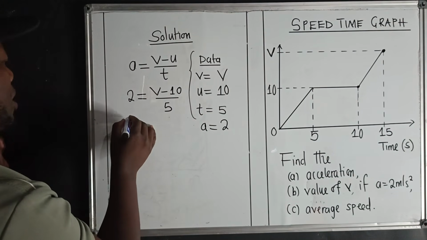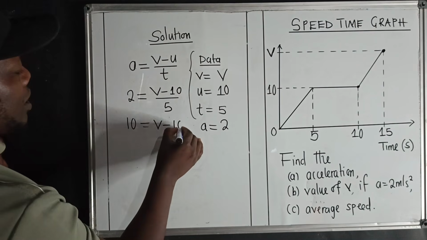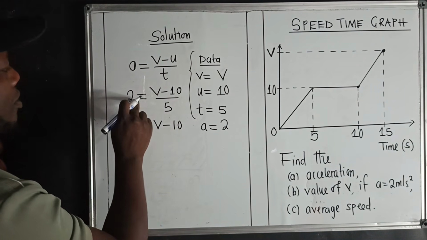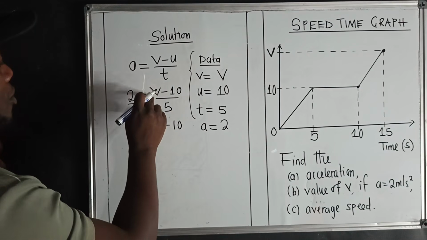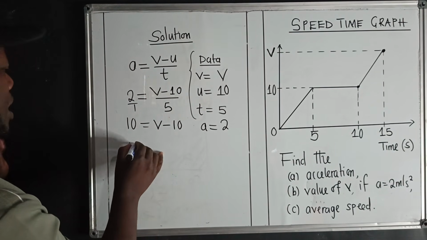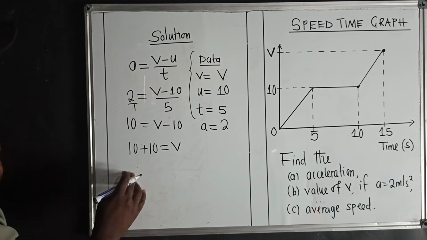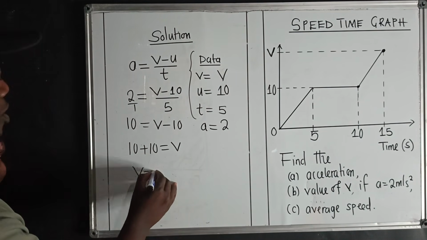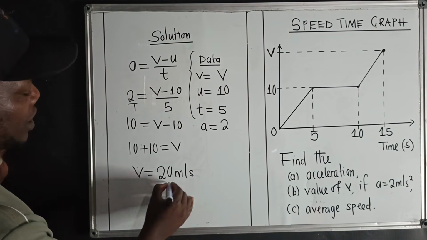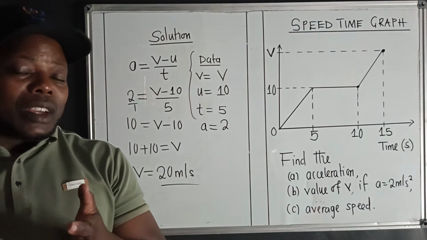So we can solve for V. This will give us 10 is equal to V minus 10. We just cross multiply. There's a 1 here. 5 times 2 is 10, and 1 times V minus 10 is V minus 10. We say 10 plus 10 is equal to V. We group the like terms. So the value of V will be equal to 20 meters per second. This is velocity, so it's supposed to be meters per second.